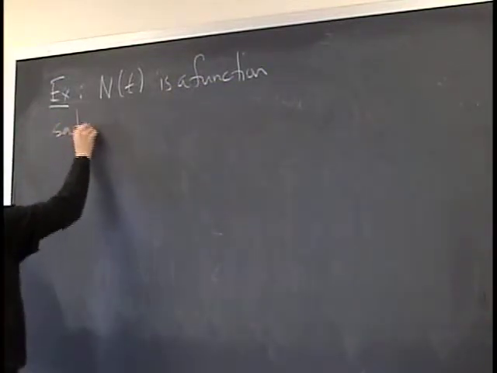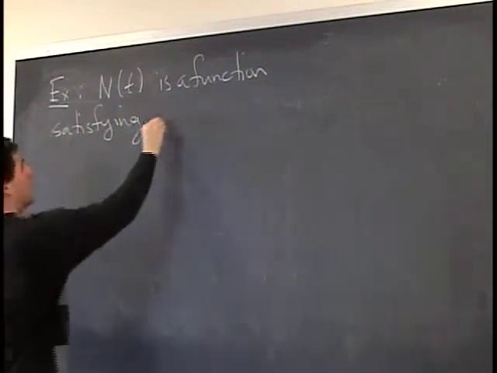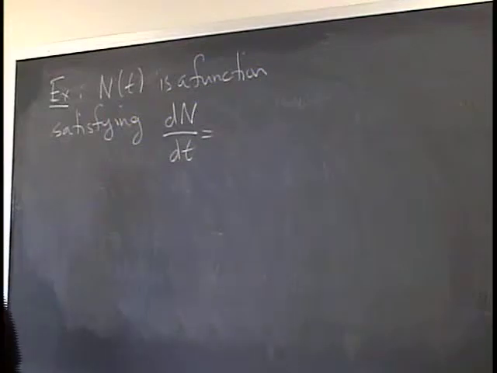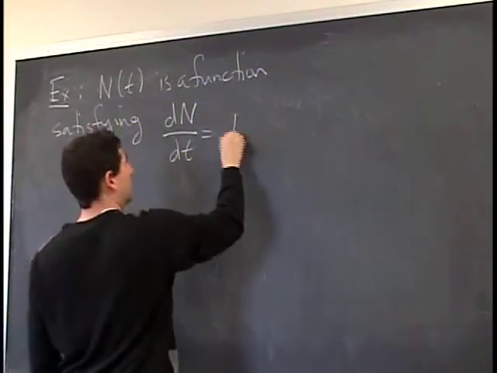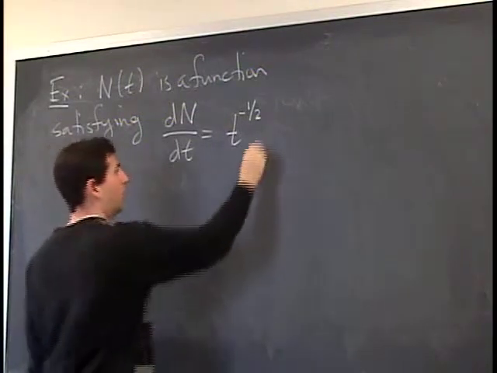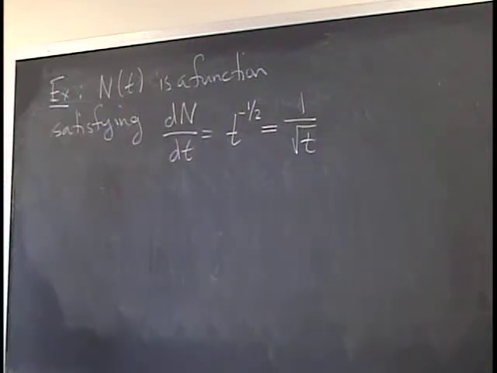satisfying the following differential equation. Derivative of n with respect to t should be t to the minus 1/2, right? Or if you like, 1 over the square root of t.